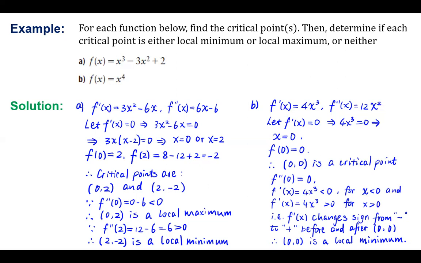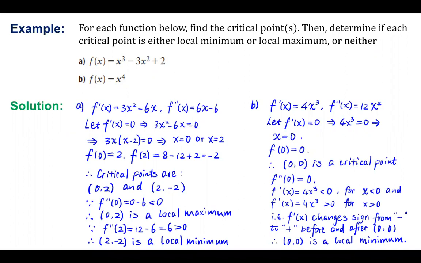At the next critical point, when x equals 2, it's very easy to see that the second derivative is greater than 0, right? At this point, the first derivative is 0 and the second derivative is greater than 0. Then we say this point (2, -2) is a local minimum. Understand? This is a quick shortcut to find a local minimum or local maximum.